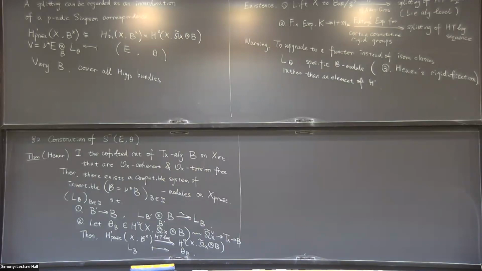And is there some uniqueness? No, in fact, there are infinitely many such compatible systems, but all of them are isomorphic to each other, though not uniquely isomorphic. I think this is the heart of the story. Should we move on?